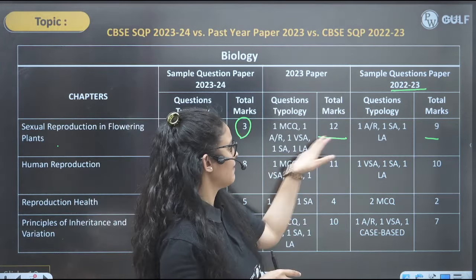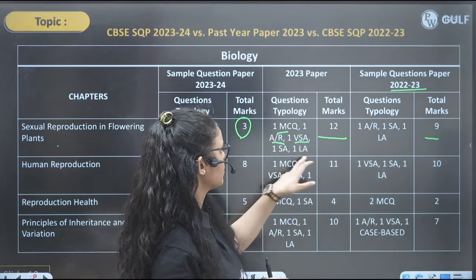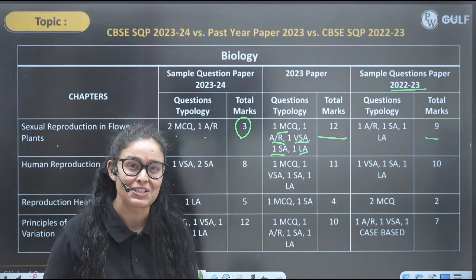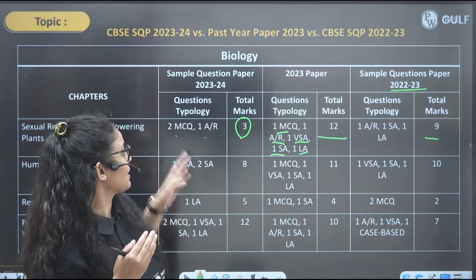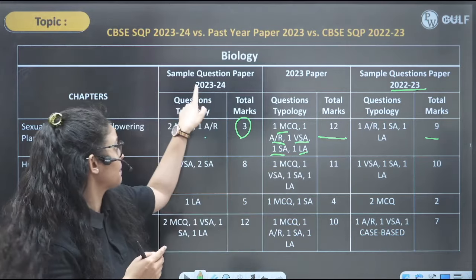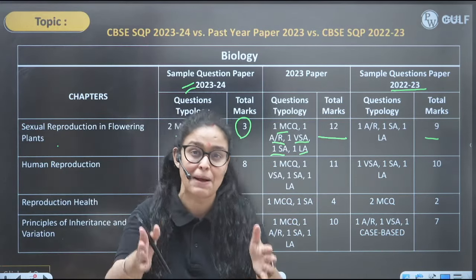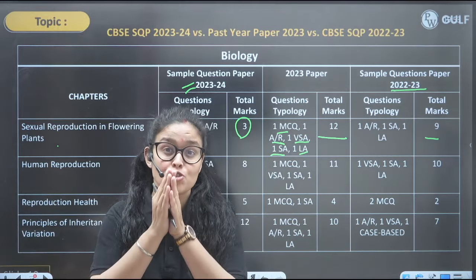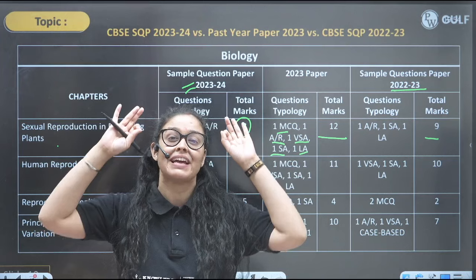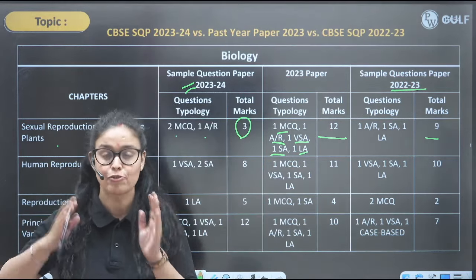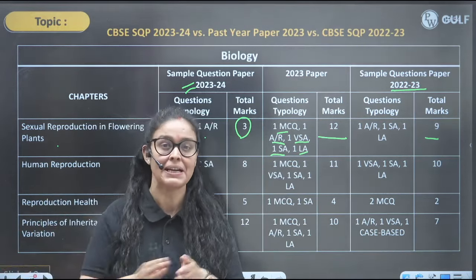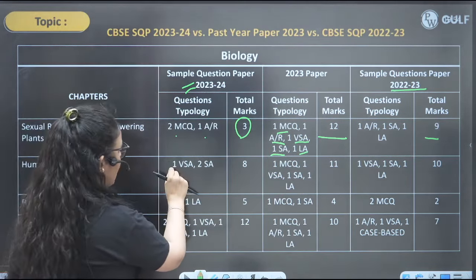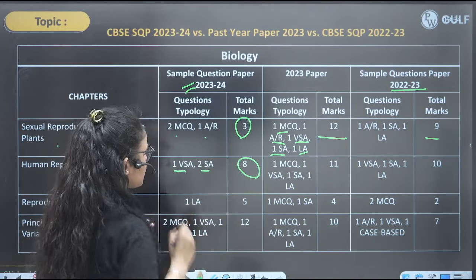Last year they asked 1 MCQ, 1 assertion reason, a very short answer, 1 short and 1 long answer. I am giving you the analysis of 22, 23 and 24, of what we can expect from the sample papers. We have taken this analysis from the sample papers that CBSE has given on their website. This beautiful analysis is going to help you a lot in knowing what questions they will ask this time, because it is based on the CBSE sample papers only.